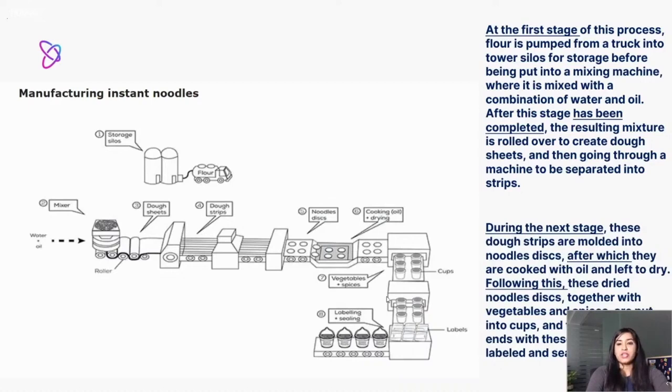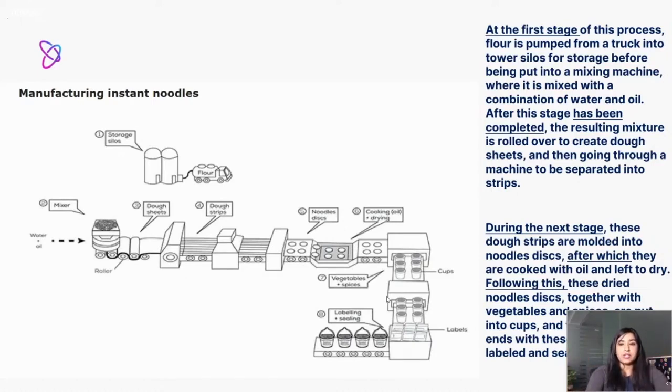Here's how it starts. During the next stage, these dough strips are molded into noodle discs, after which they are cooked with oil and left to dry. Following this, these dried noodle discs, together with vegetables and spices, are put into cups, and the process finally ends with these cups being labeled and sealed. So do you see how we've used a bit more lexical resources? We've put in a bit more sequencing vocabulary and sequencing words to carry our paragraph through.